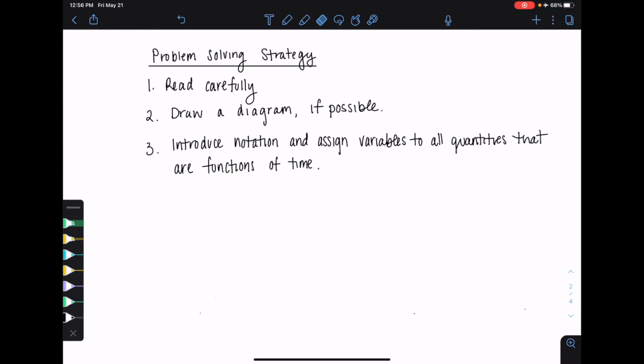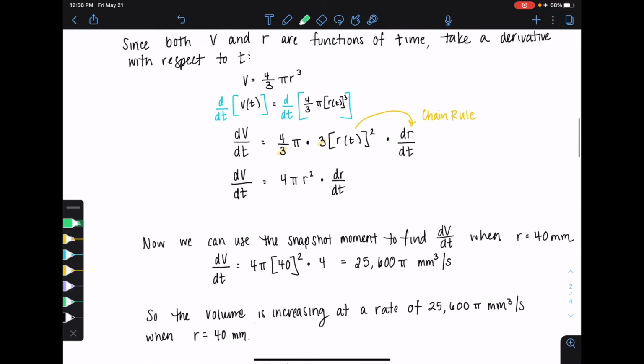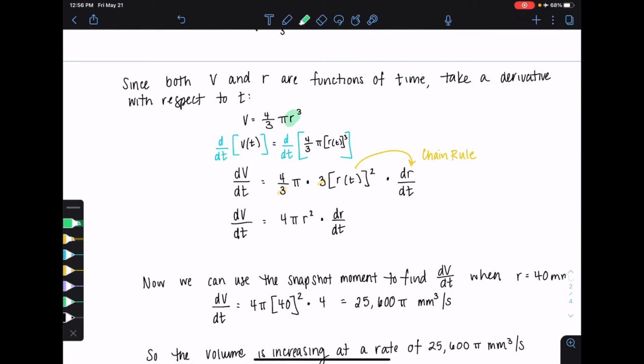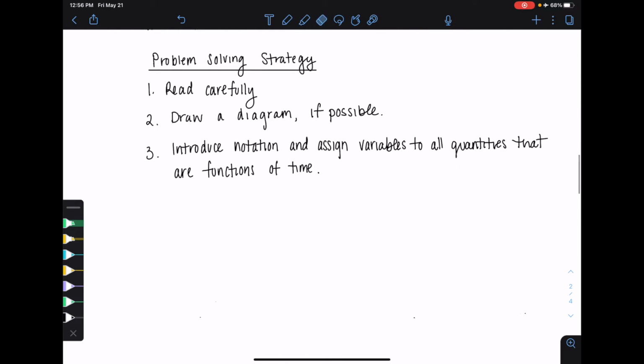Then you want to introduce notation and assign variables to all quantities that are functions of time. So if that thing is changing, it needs a variable. You might be given numbers, but it is going to represent a snapshot moment. So here, I was given that this radius is 40. That is only at one precise moment in time. So you cannot say the radius is always 40, which is why it needed a variable in the equation. So be very, very careful with that.